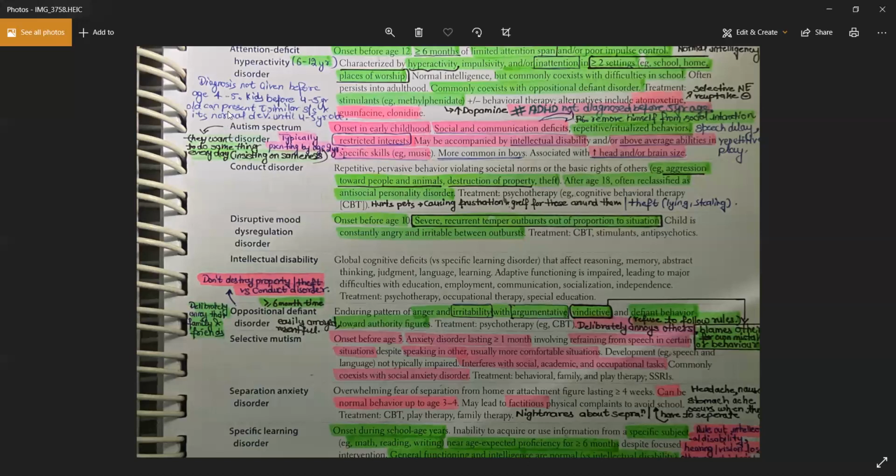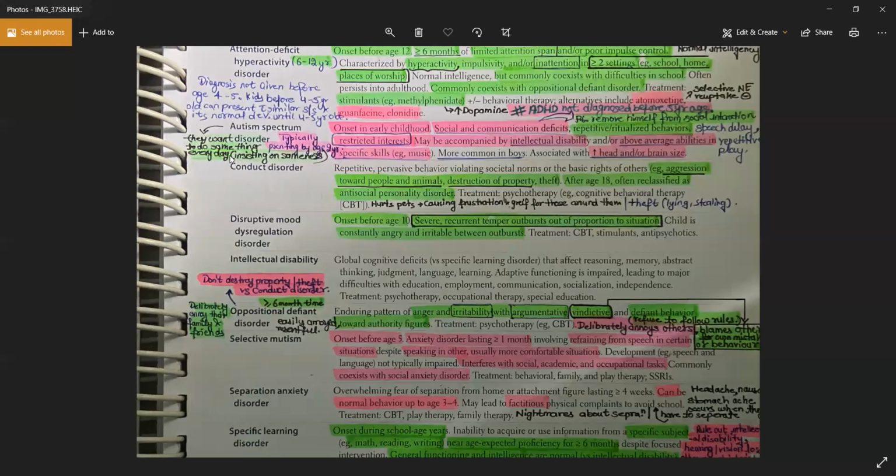That is about the autism spectrum disorder, and please note, it will be diagnosed by the age of 2 years. Okay, any doubt? No, thank you.